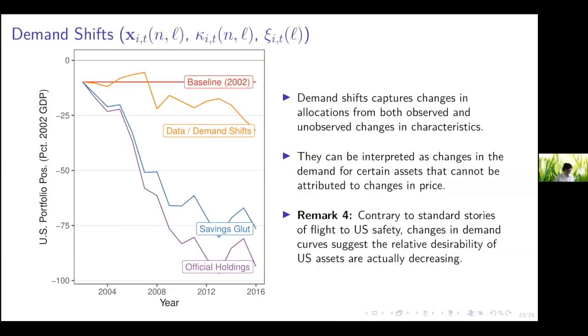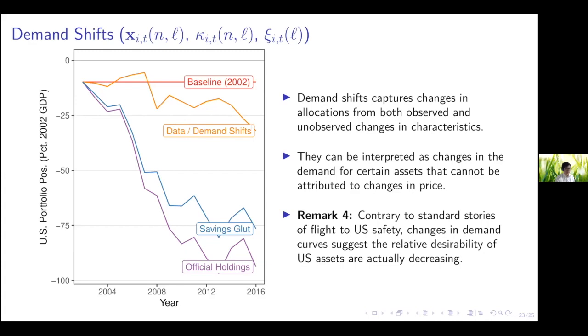All right, so the remainder of this exercise, the remainder of the gap between official holdings and the data, is going to come from changes in investors' demand. Demand shifts capture changes in allocations, basically from both observed and unobserved characteristics. It could be that investors are shifting their demand because some countries are growing. Brazil is growing over time, and if Brazil is growing over time, it becomes a much more viable country to invest in, and so you see more capital flow towards Brazil. It could also be coming from these latent demand terms, these kappa and these xi, which are basically capturing demand for unobservable asset class or asset-specific characteristics.